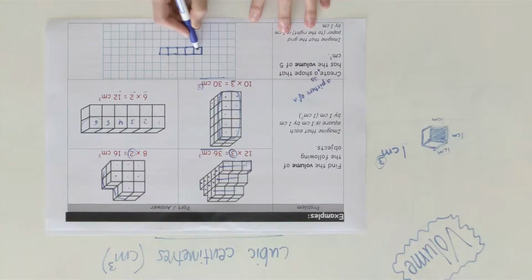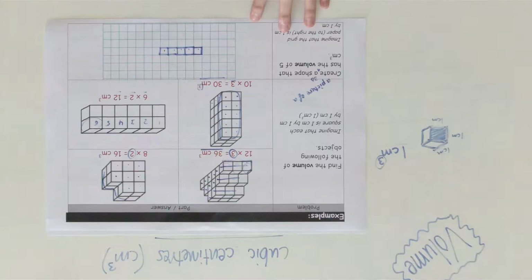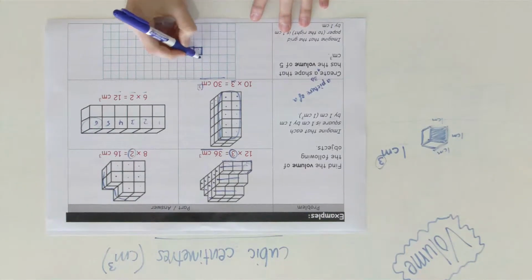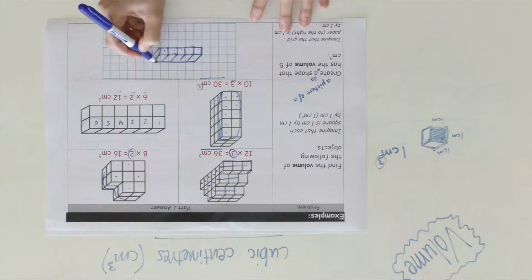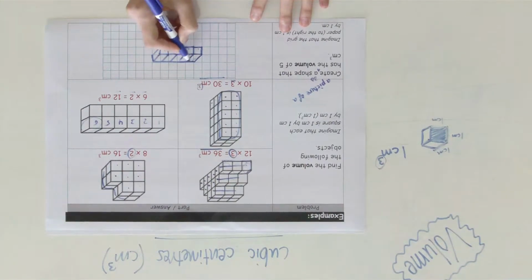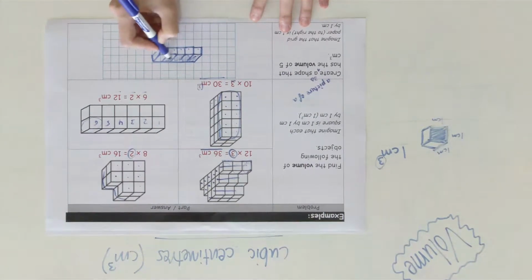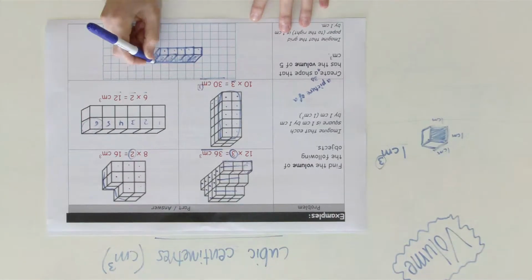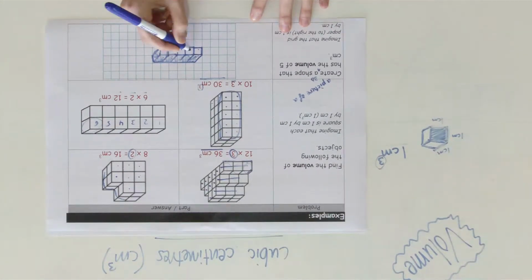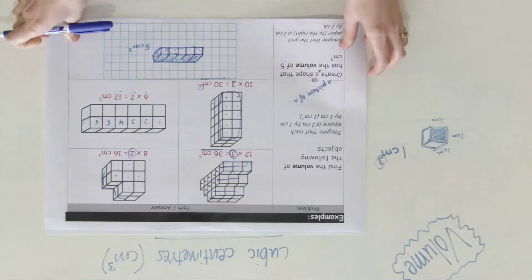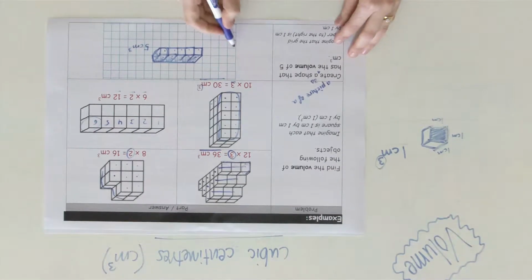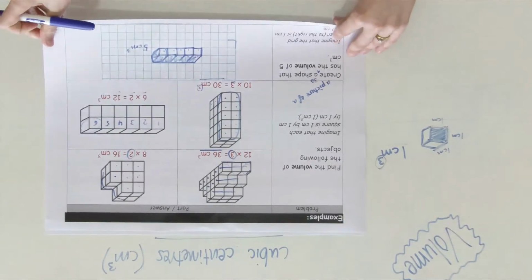So I've got 1, 2, 3, 4, 5 cubes there, but they're actually squares right now. To make them cubes, I actually need to use the grid paper and look at the 3D. And then across, even shade to show that they are 3D. So this is 1 cube, 2, 3, 4, 5. So this would be 5 cubic centimeters, little 3 there. Imagining, of course, that the grid is 1 centimeter by 1 centimeter.